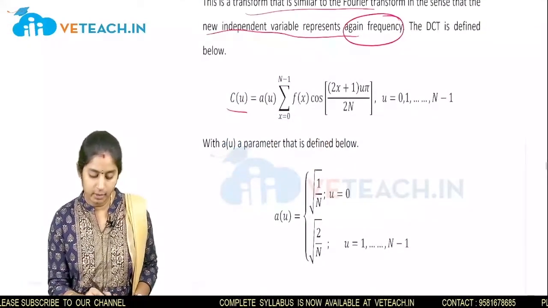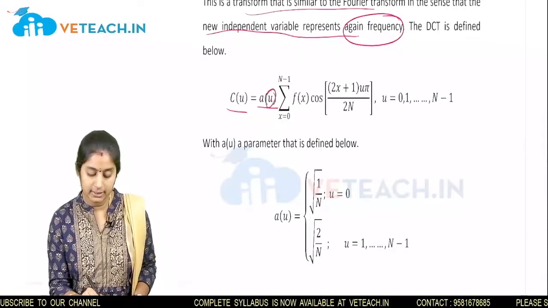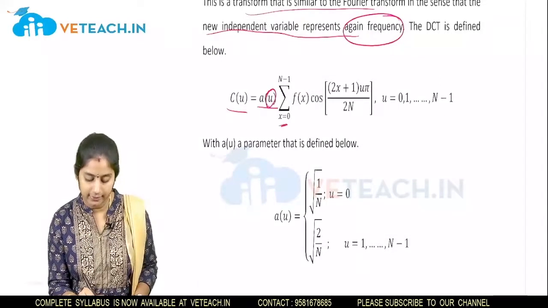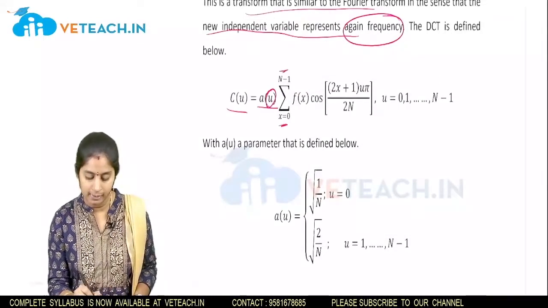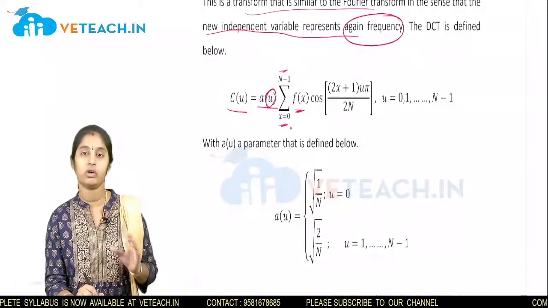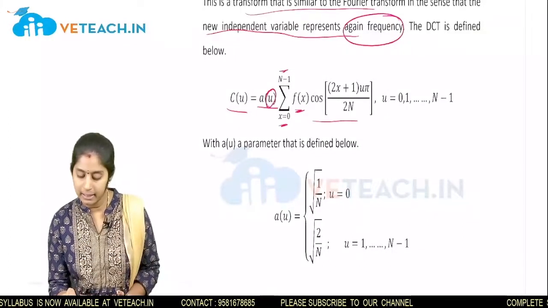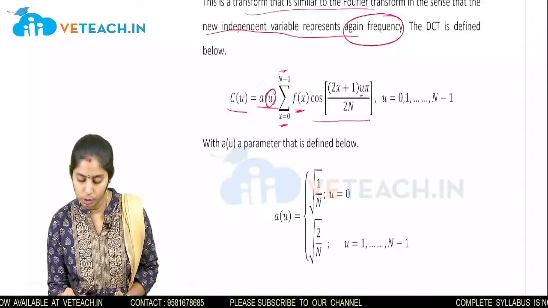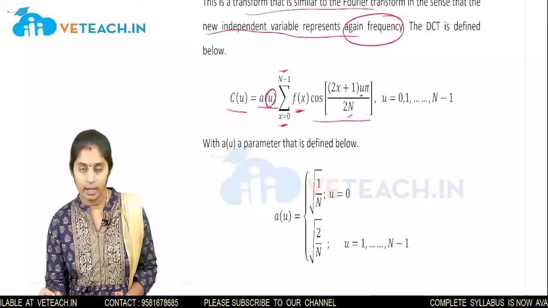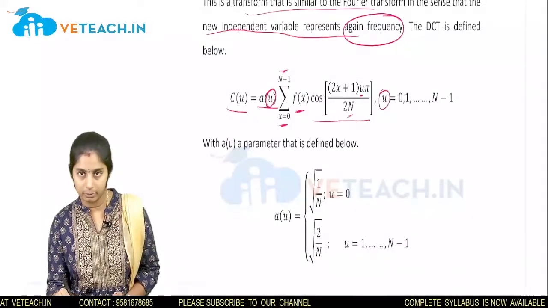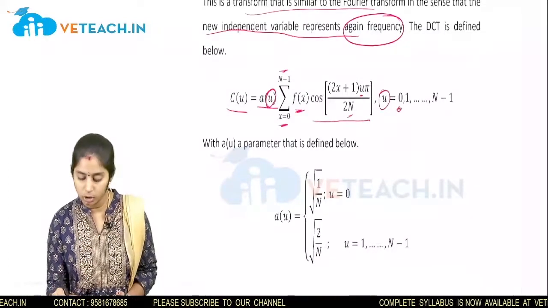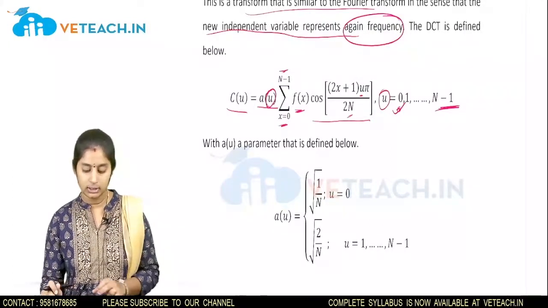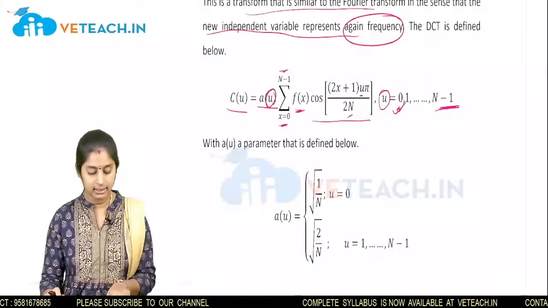C of u is equal to a of u, where the function is dependent on the u value, times the summation for x equals 0 to the maximum value n minus 1. F of x is the main function which we are going to transform, and this is multiplied by the cosine function cos of (2x plus 1) into u into pi by 2n, where u is the dependent variable. This varies from 0 to n minus 1. This is the initial value and this is the final value.